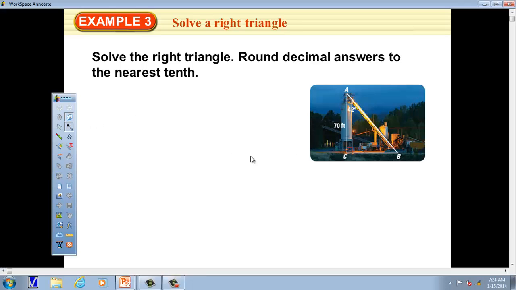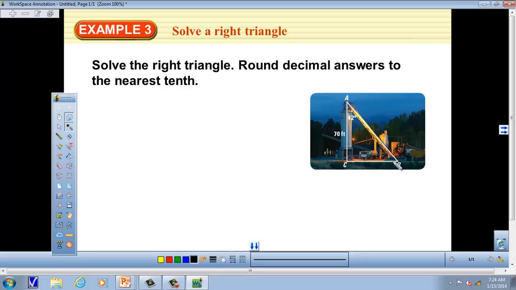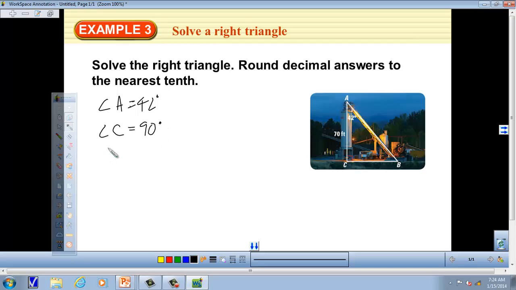For this one, first of all, we can find angle B. Let's see what we do have. We have angle A, which is 42 degrees. And we know angle C is 90 degrees. And what we want to find is angle B. Also, we don't have AB. We don't have BC. But we do have AC, which is 70 feet. So we need to find all the parts that are missing.